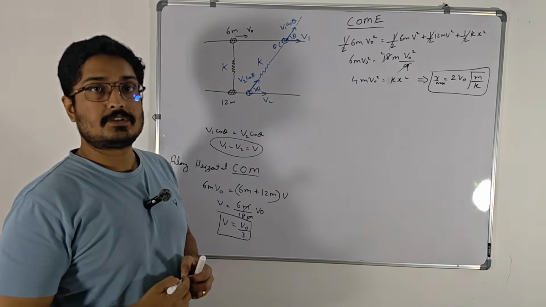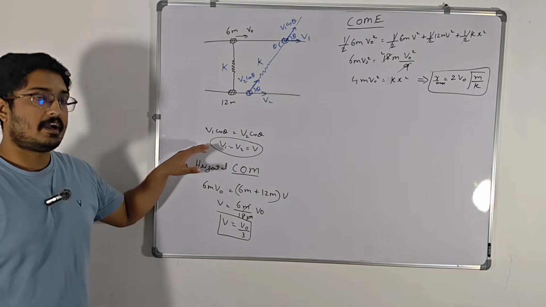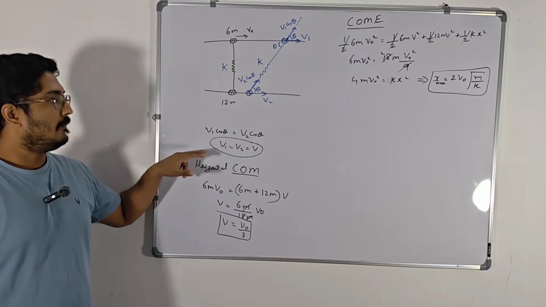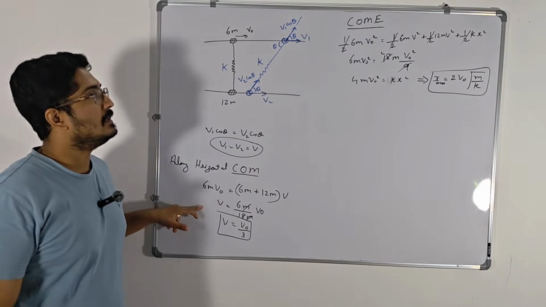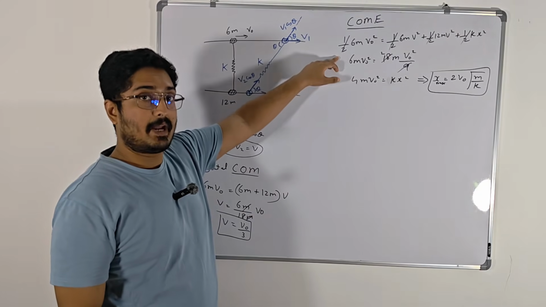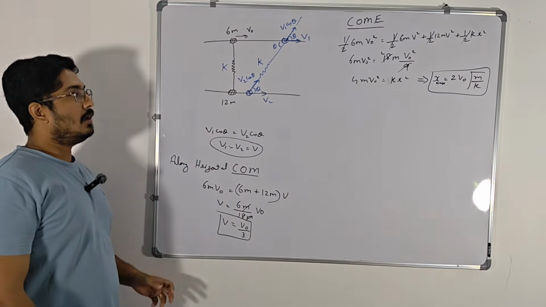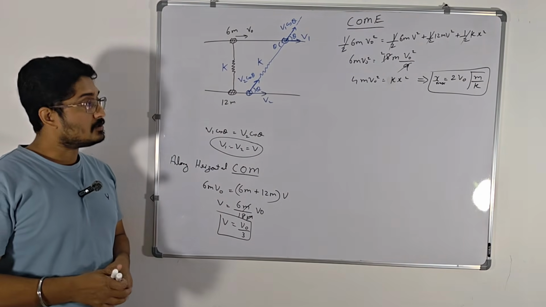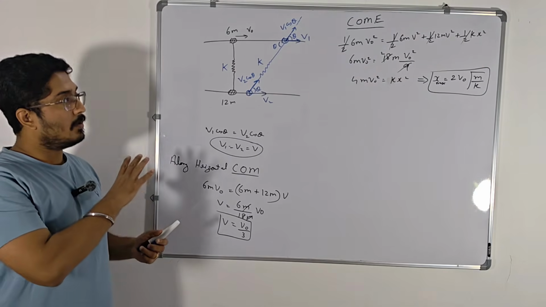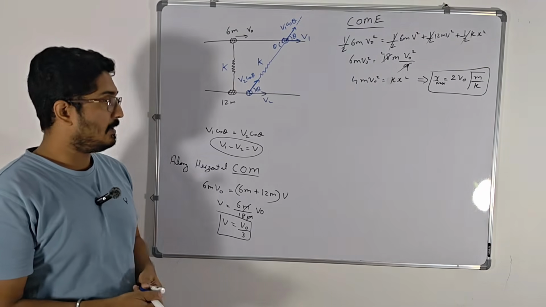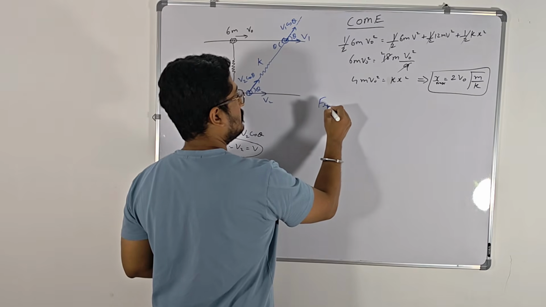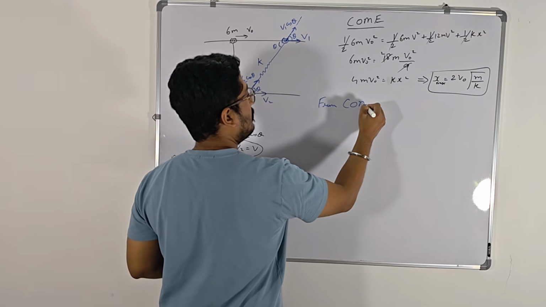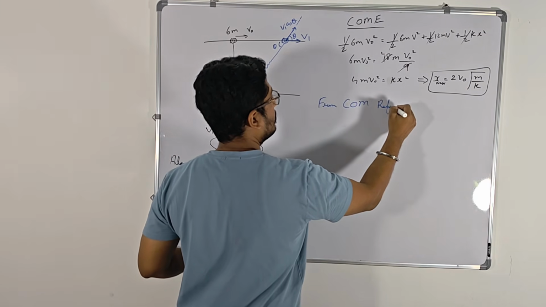So what all steps did we use? We first of all identified that finally the velocities would be equal. Then we had to conserve the momentum of the system, and then also do the conservation of mechanical energy of the system. So all these steps we did. Now we can also solve this question without going about it in this way, but by solving it from the center of mass reference frame.